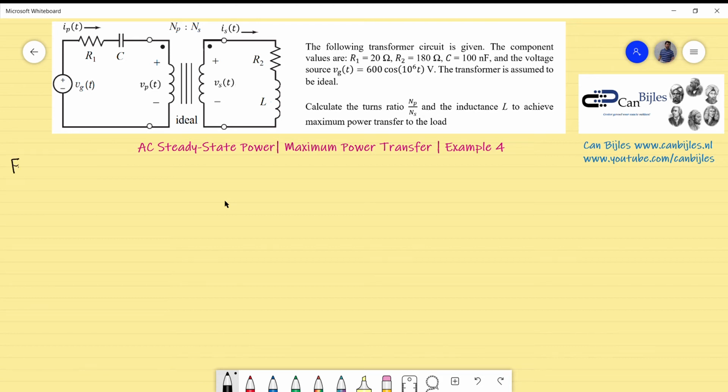So maximum power transfer, we know we need the source impedance, which is shown here, to be equal to the complex conjugate of the load impedance. In this case we do not have a series combination of those two impedances, so how do we tackle this situation?